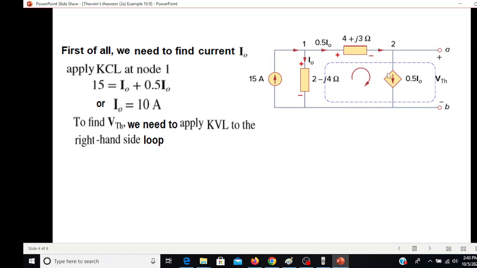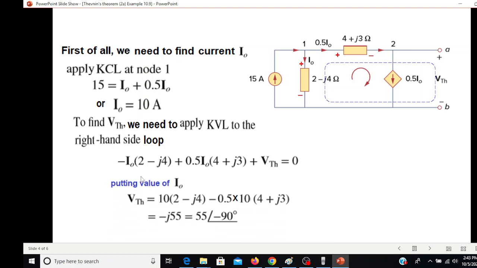And now to find V Thevenin, we have to solve this loop by the KVL equation. We start writing from one corner. From here, negative sign. So it will be negative I naught times (2 minus j4). Then positive 0.5 I naught times (4 plus j3). And then V Thevenin. So plugging in the value of current in this equation, V Thevenin will be minus j55, which can be written as 55 angle minus 90.